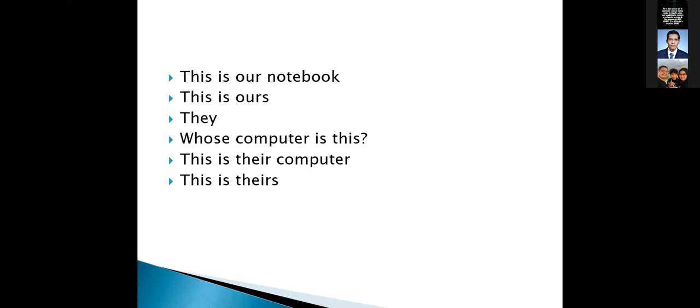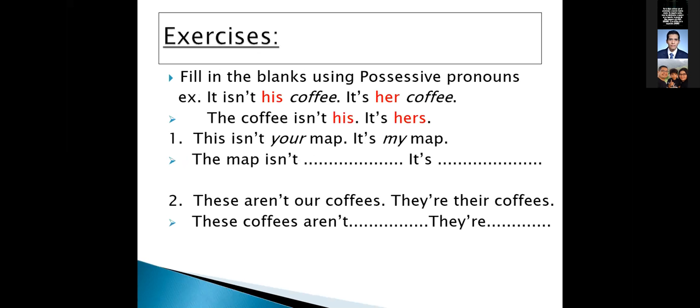Which one is it? How? ¿Cómo? Which one is possessive? Casi no entiendo. Okay. In sentence five, what is the possessive adjective? Their. Excellent. And what is the noun, Josué? Computer. Very good. And the last sentence, this is theirs. What is theirs? Possessive pronouns. Very good. Very nice. Thank you so much.